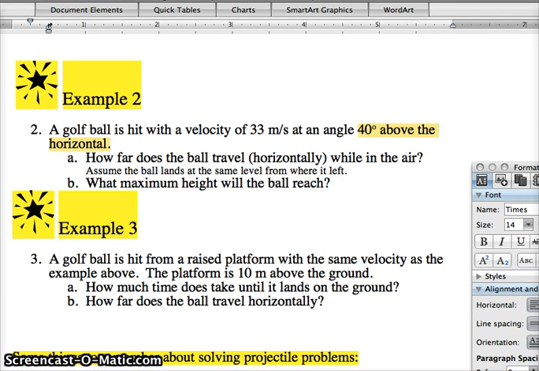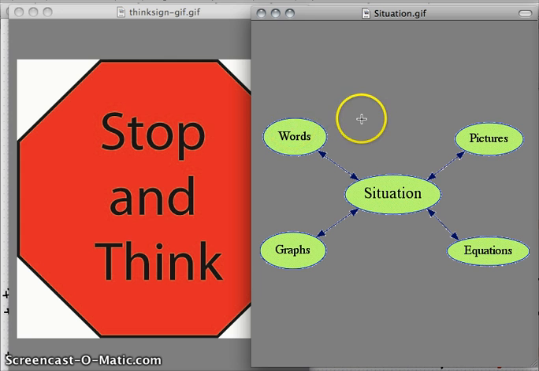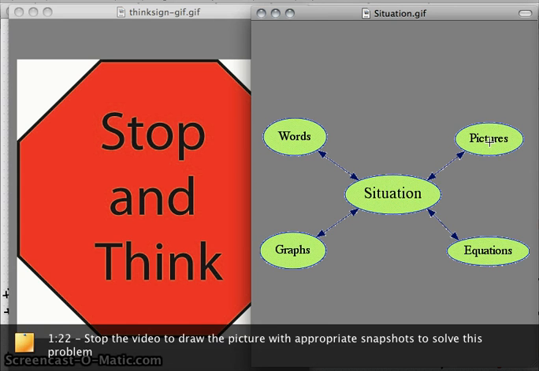So what I'd like you to do here is go ahead and stop and think about how you might actually go and solve this. We of course know that we have the words to describe this, and the next part that we're going to do is take the situation from the words and put it into our picture. So when you've done that, let's come back to me and we'll continue from there.